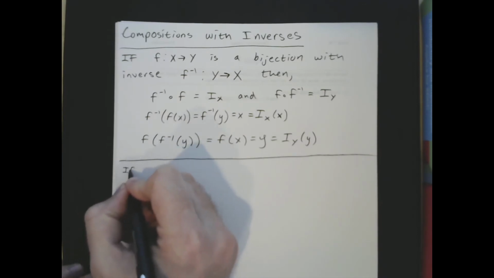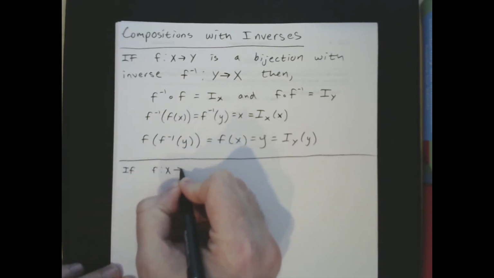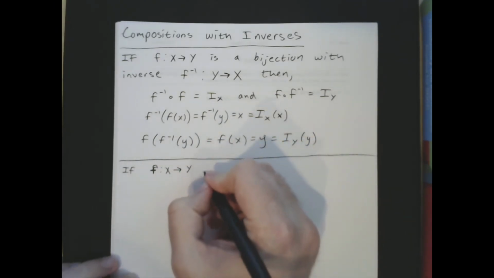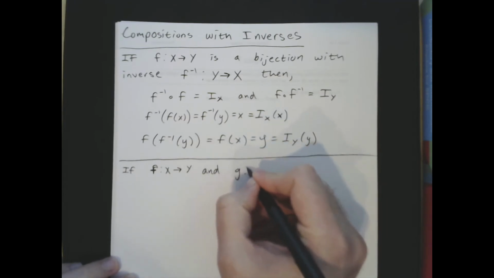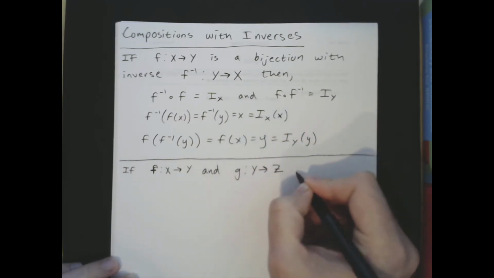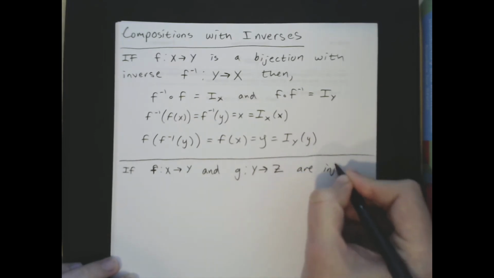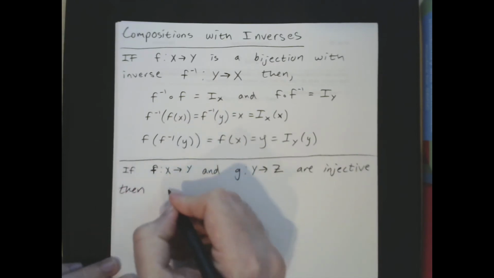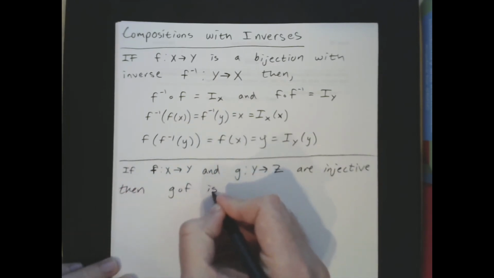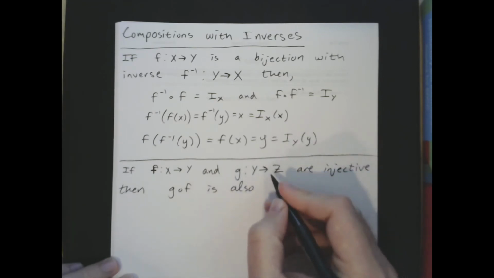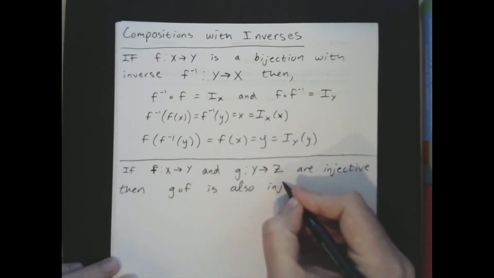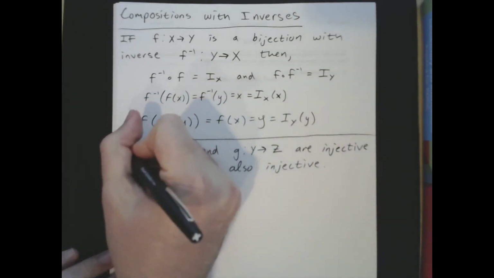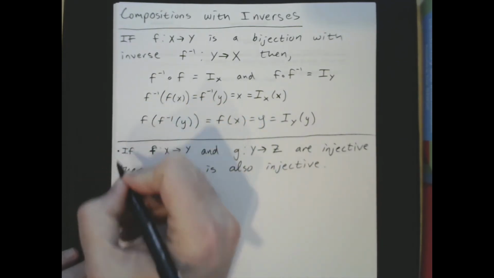Now if f that maps x into y and g maps y into z are injective, well then G circle F is also injective. So you could think of this as a useful little property. I've got two of them here.